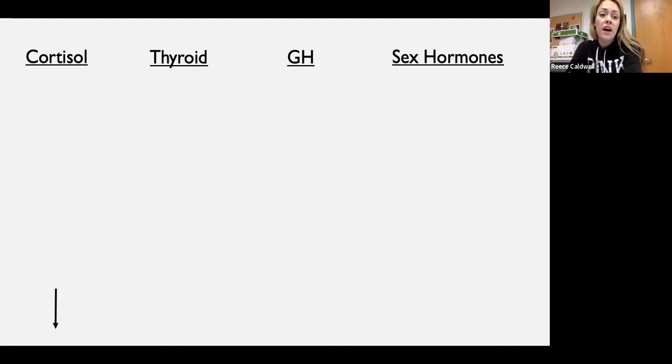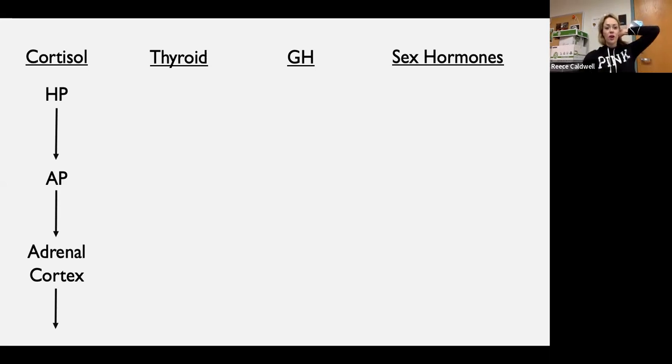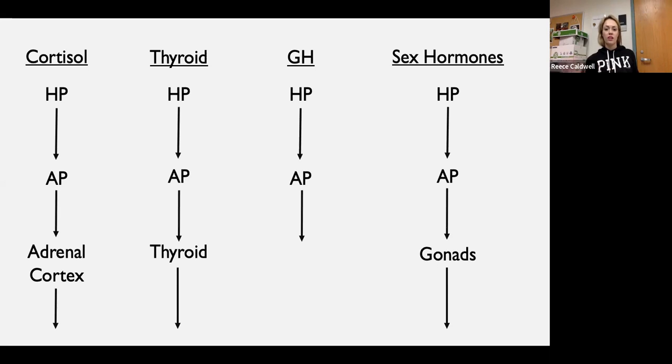So if you remember, what was our first integration center? It is the hypothalamus. And then the hypothalamus is going to release a hormone to our second integration center, which is the anterior pituitary gland. The anterior pituitary gland will release a hormone and send it to our specific endocrine gland, which for cortisol, as I said earlier, is the adrenal cortex. So that's the general pathway for every single hormone that we release to our body.